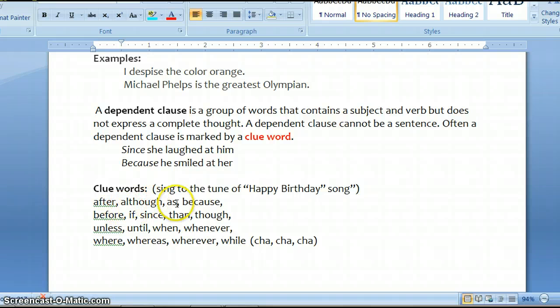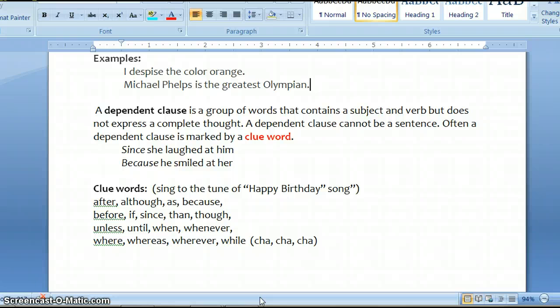After, all, though, as, because, before, if, since, then, though, unless, until, when, whenever, where, whereas, wherever, while. Cha, cha, cha. The cha, cha, cha.